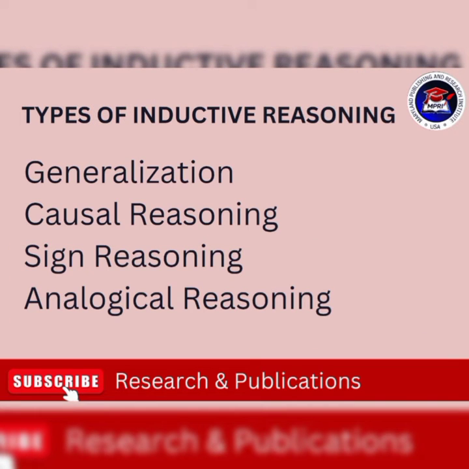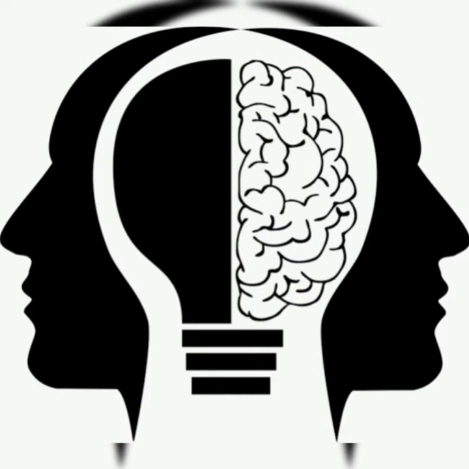What are the four types of inductive reasoning? Based on a variety of evidence, there are four types of inductive reasoning. They are generalization, causal reasoning, sign reasoning, and analogical reasoning. How do we use inductive reasoning? In the application of inductive thinking, researchers examine a group of information and form general conclusions based on existing knowledge from previous experiences.